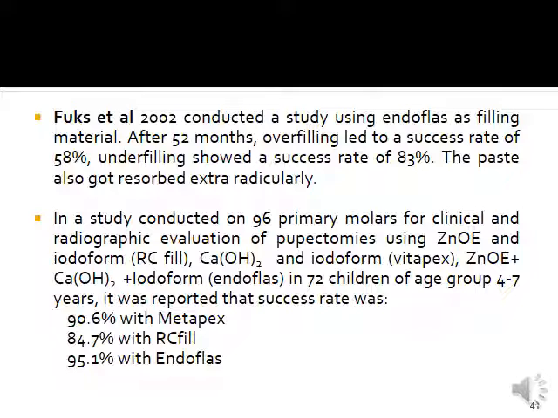In a study conducted on 96 premolars for the clinical and radiographic evaluation of pulpectomy using zinc oxide eugenol, iodoform and calcium hydroxide, Metapex, Vitapex, zinc oxide and calcium hydroxide, iodoform and Endoflas were used in 72 children of age group 4 to 7 years. It was reported that success rate was 90.6% with Metapex, 84.7% with Apexit, and 95.1% with Endoflas.